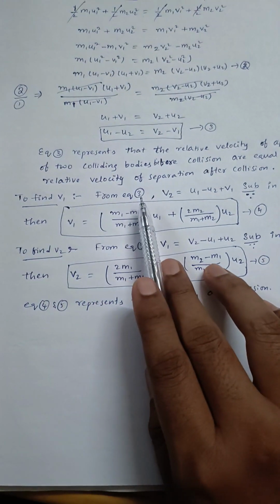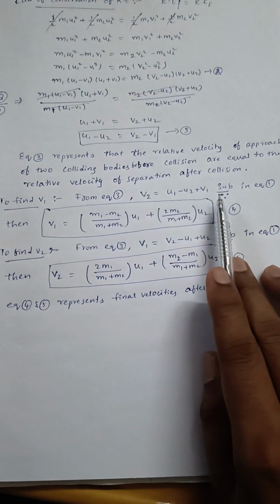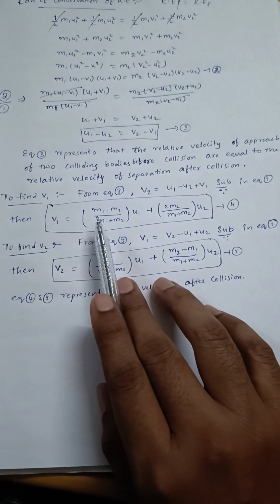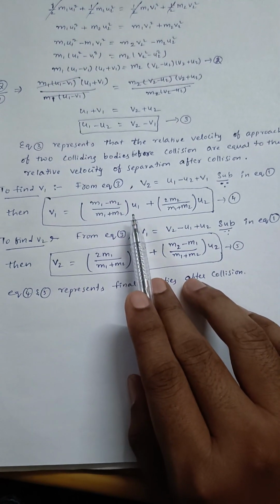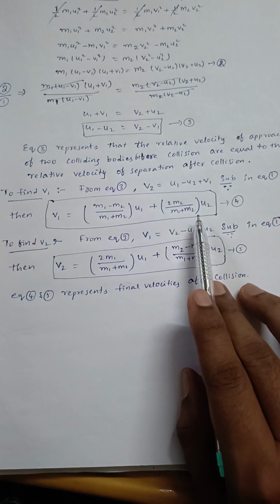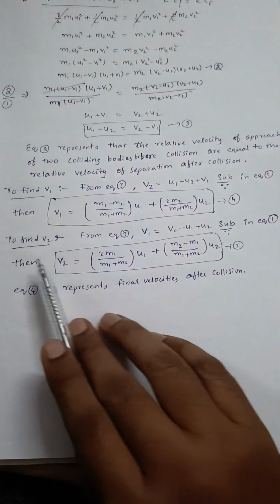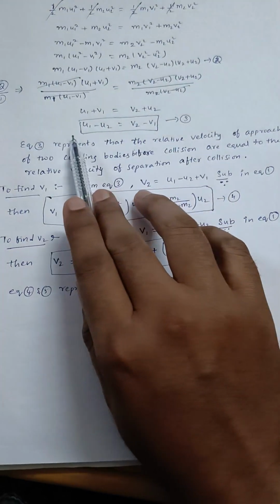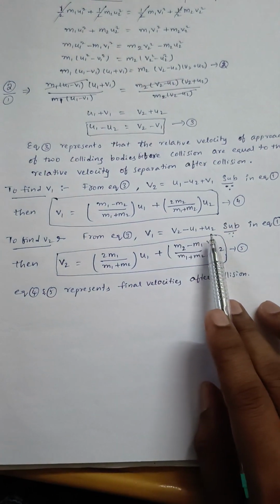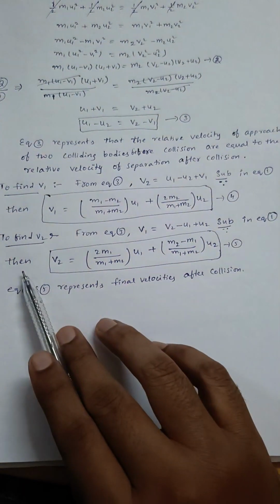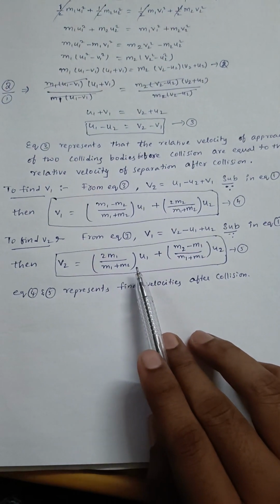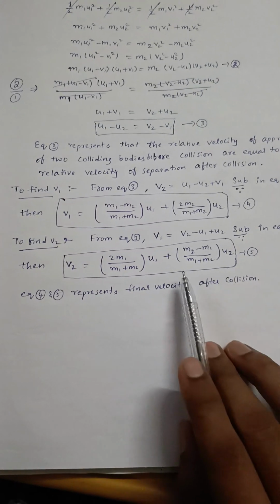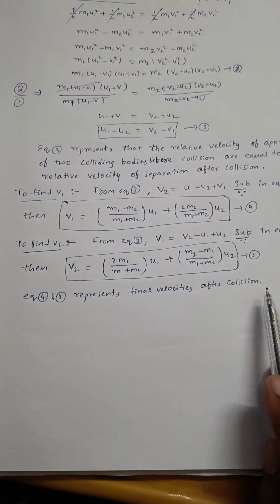Now at last we have to find the final velocities. To find v1, from equation 3, v2 is equal to u1 minus u2 plus v1. Substitute in equation number 1. Then v1 is equal to m1 minus m2 divided by m1 plus m2 into u1 plus 2m2 divided by m1 plus m2 into u2, equation number 4. Now to find v2, from equation 3 we write v1 is equal to v2 minus u1 plus u2. Substitute in equation number 1. Then v2 is equal to 2m1 by m1 plus m2 into u1 plus m2 minus m1 by m1 plus m2 into u2, equation number 5. These equations 4 and 5 represent the final velocities after collision.